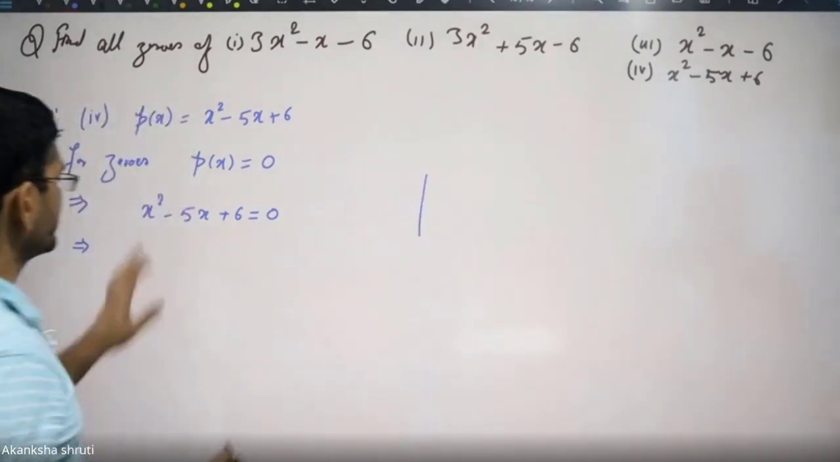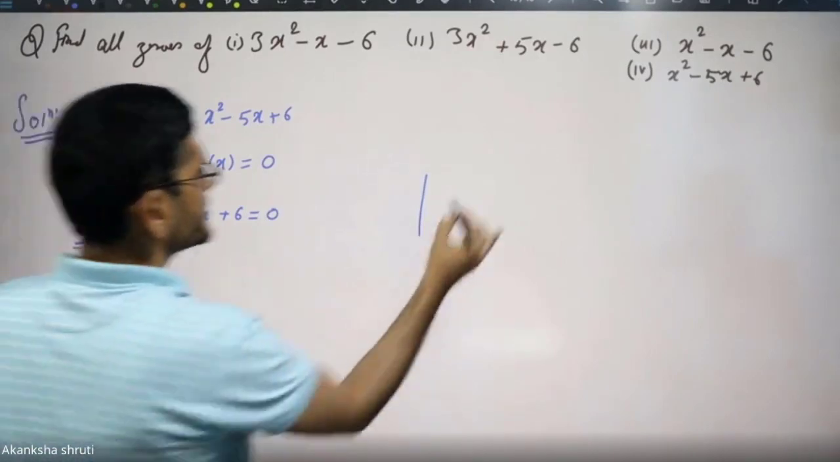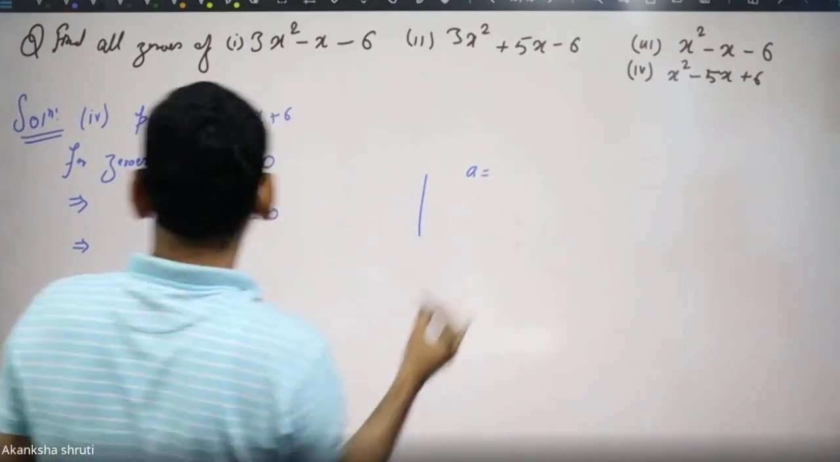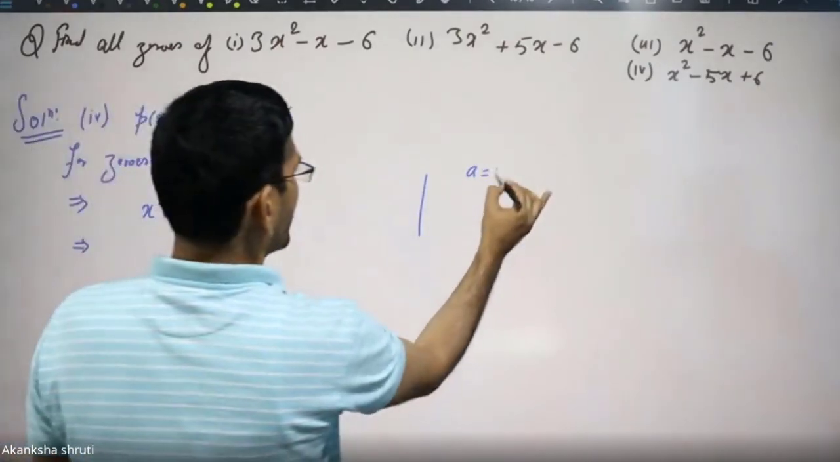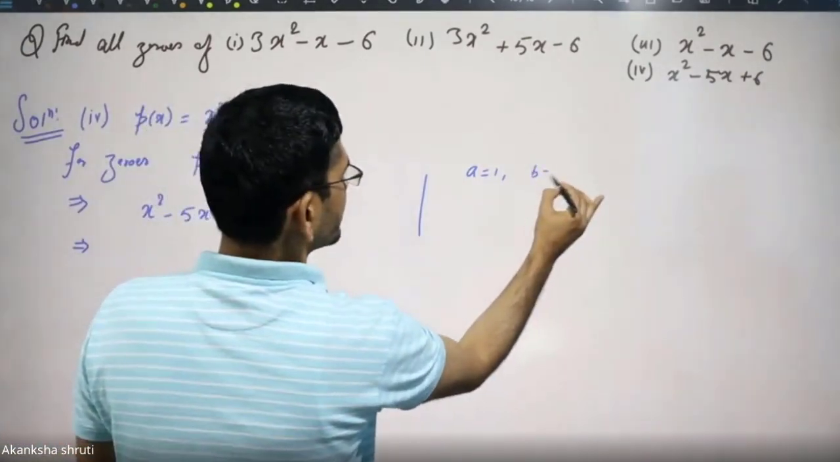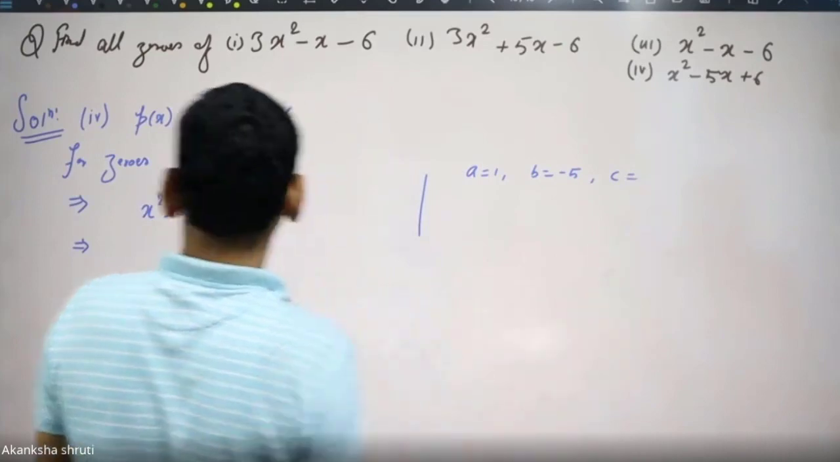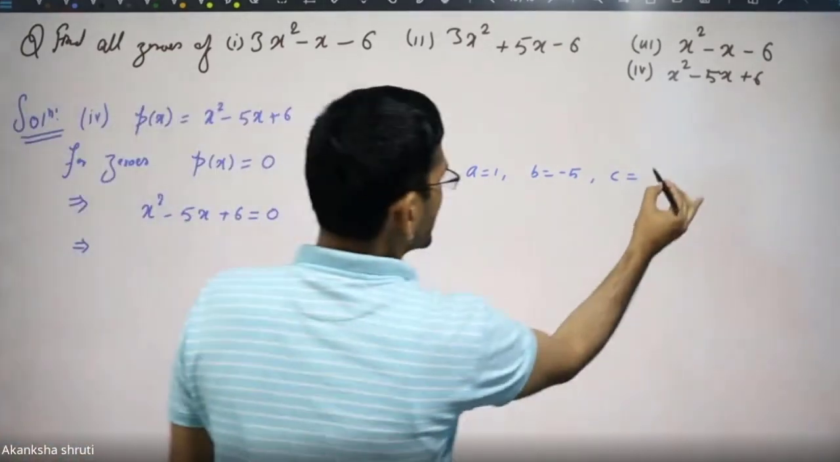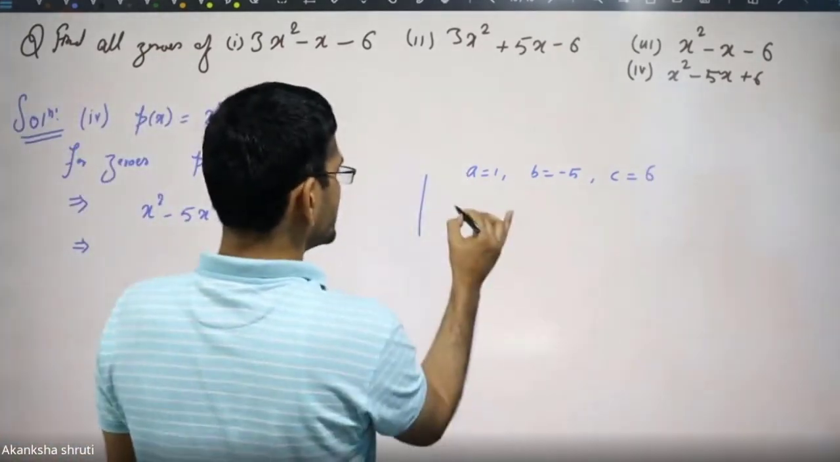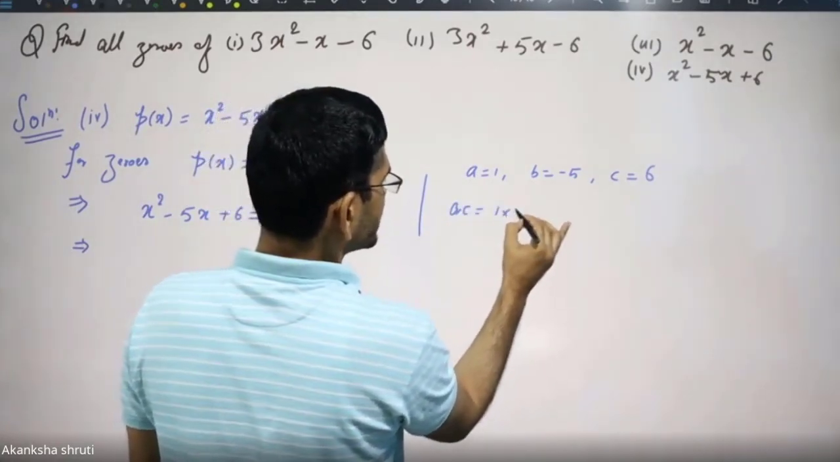do the splitting of the middle term. For that, apply the technique. Write A, B, C. A is the coefficient of x square, 1. B is the coefficient of x, minus 5. C is plus 6. So do not forget this sign. Do A into C along with the sign. So it is 1 into 6.